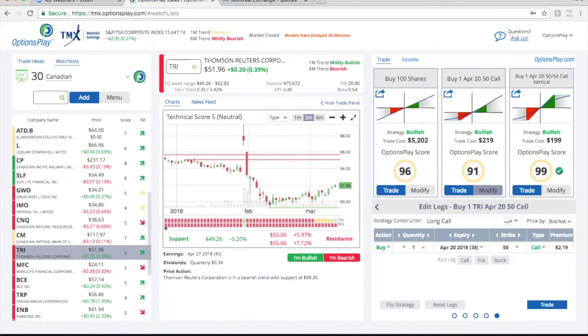Do trade ideas only refresh daily? Absolutely. The trade ideas are only refreshed once a day, and they happen around 8 p.m. at night every day.